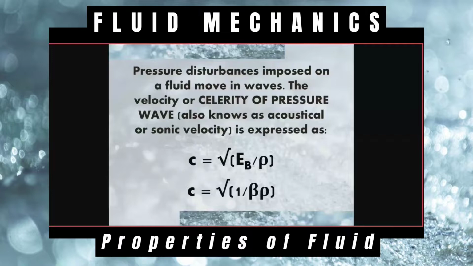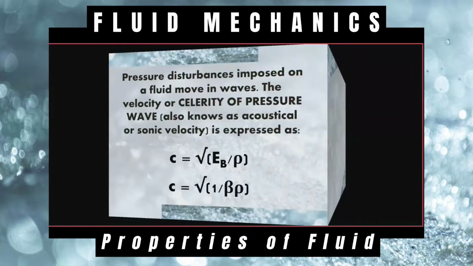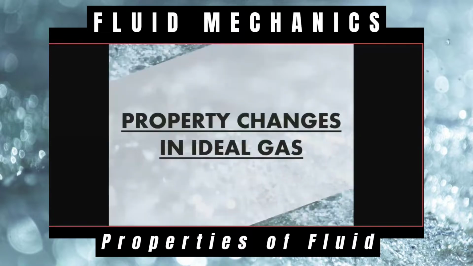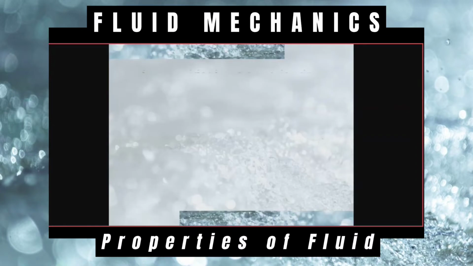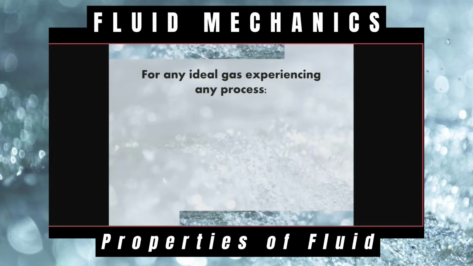Okay? Sige. Next, we have the property changes in ideal gas. I know some of you have an idea when it comes to ideal gas. When you say ideal gas, these are the gases usually analyzed by previous scientists. So this is the first equation I will show you. Actually, you know this. For any ideal gas experiencing any process, that means there is temperature, pressure, and volume.